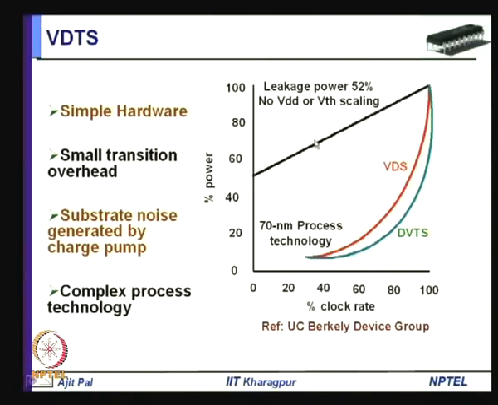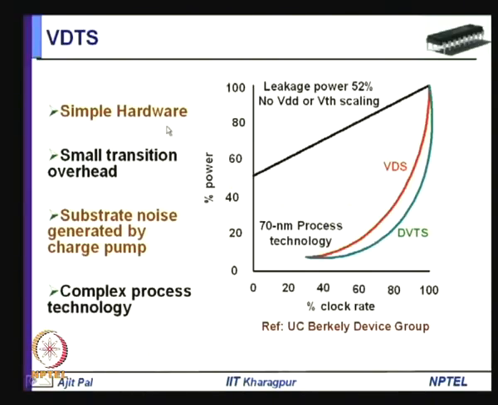But since the leakage power component is more, instead of using dynamic voltage scaling, they simulated dynamic threshold voltage scaling, and you can see there is a larger reduction in total power dissipation if you do dynamic threshold voltage scaling, that is DVTS. And it has been found that this dynamic threshold voltage scaling requires simple hardware compared to dynamic voltage scaling.